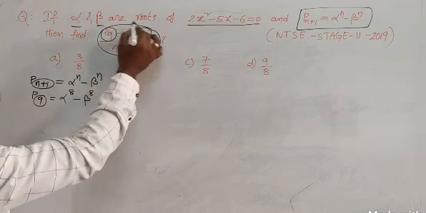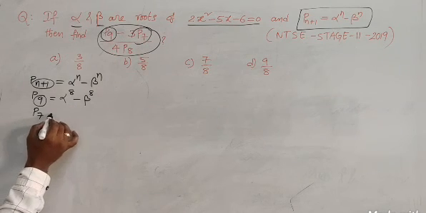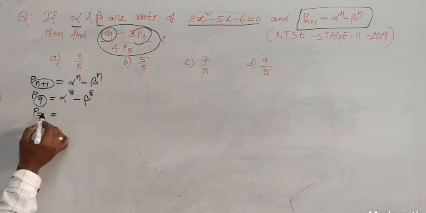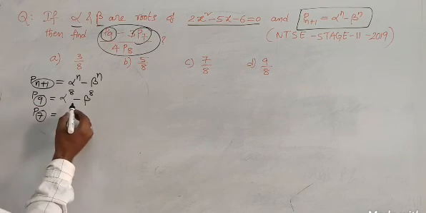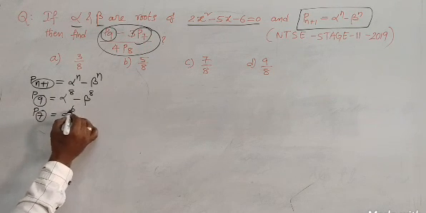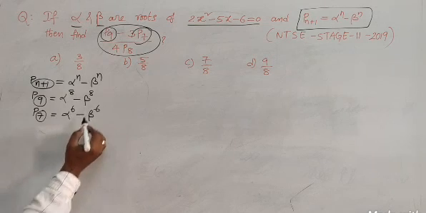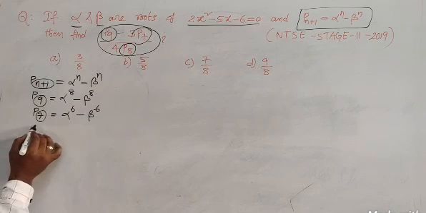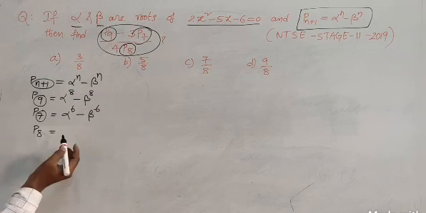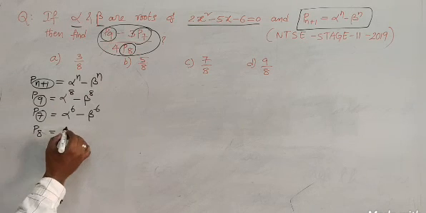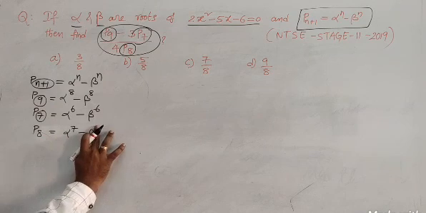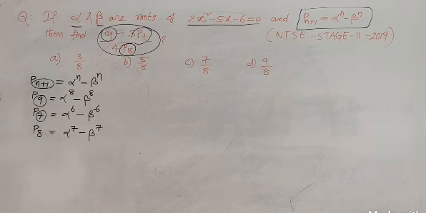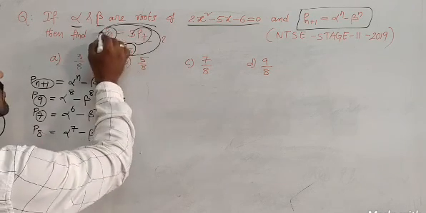Same here, P7. We have to substitute 1 less, so n is equal to 6. So P7 is alpha power 6 minus beta power 6. In the denominator we have P8, so we substitute 1 less, 7. So alpha power 7 minus beta power 7. This is what we want to find.